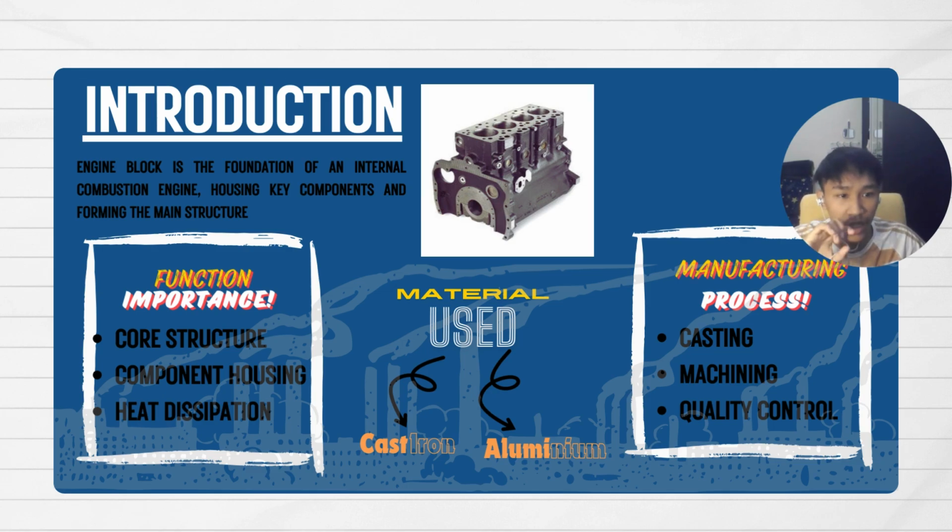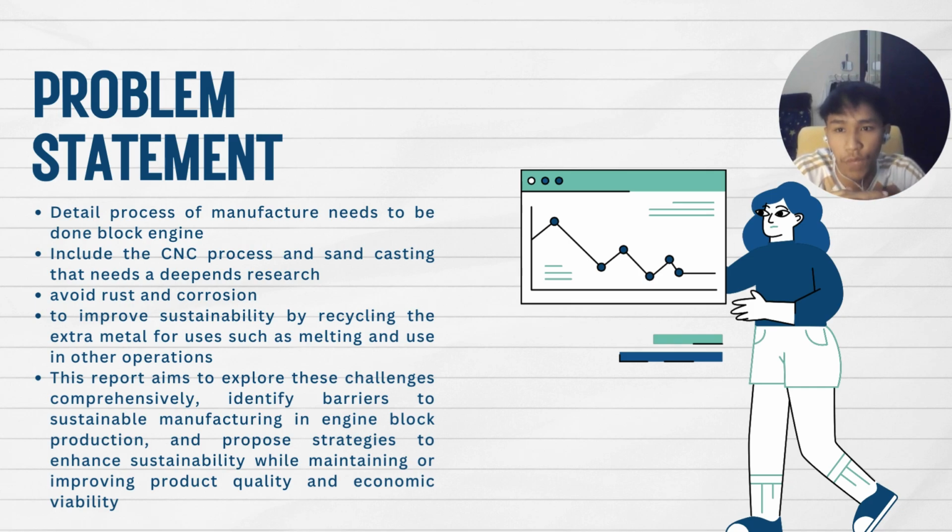After the machining, the engine block is subjected to rigorous quality control checks to ensure it meets the specification and has no defects. So the next one is problem statement. So a detailed manufacturing process needs to be done for engine blocks to meet sustainability and performance objectives.